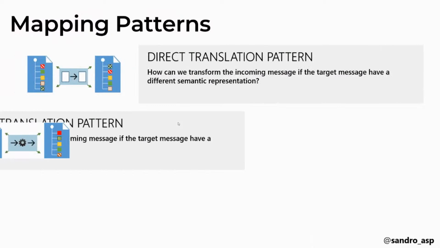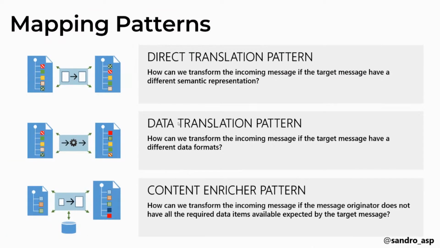These patterns start with the basic one, direct translation. We take a field from the source system and map it, without any transformation, to a different field in the destination message. It can be the same name or a different name, sometimes a different structure, but the value present in the source goes directly to the destination.